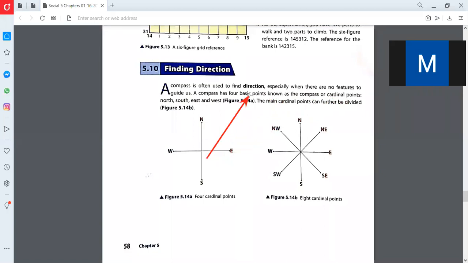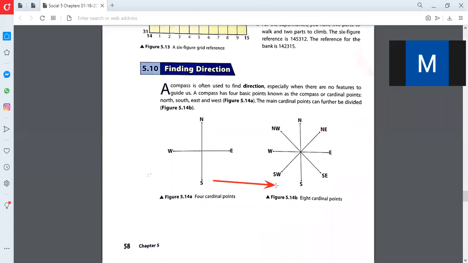A compass is used for direction. It is used when there are no features for guidance. It has four basic points: north, east, west, and south. These four points are called the cardinal or compass points.